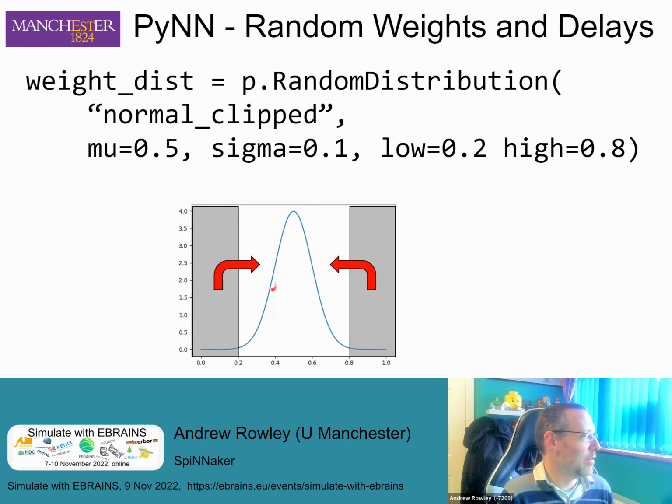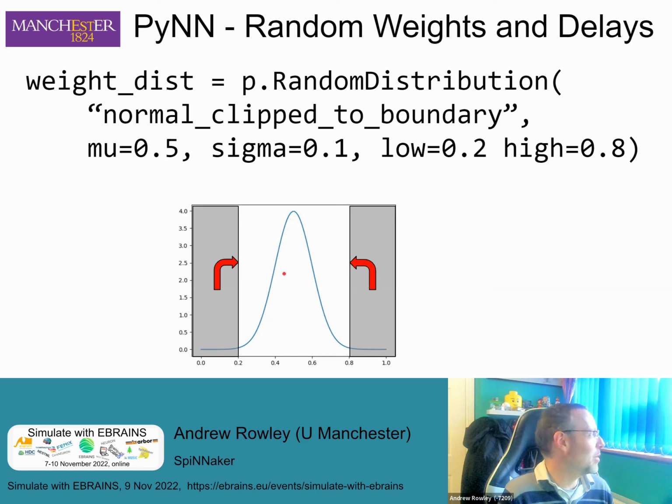The downside of this is if you accidentally specified your distribution poorly, you could end up running this forever. So I think there are some detection mechanisms now that if it tries to do this too many times, it will explode and tell you that it's wrong. But just to let you know. There's also a clip to boundary, which solves that problem because it just puts it on the boundary. But of course, if you poorly specify this, then it means all of the weights that you generate will be the boundary weights instead, which is also not very useful. But that makes sure that you definitely get things in the right range.